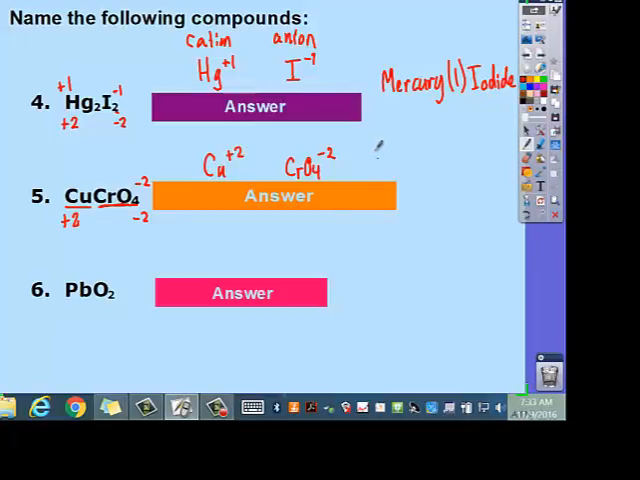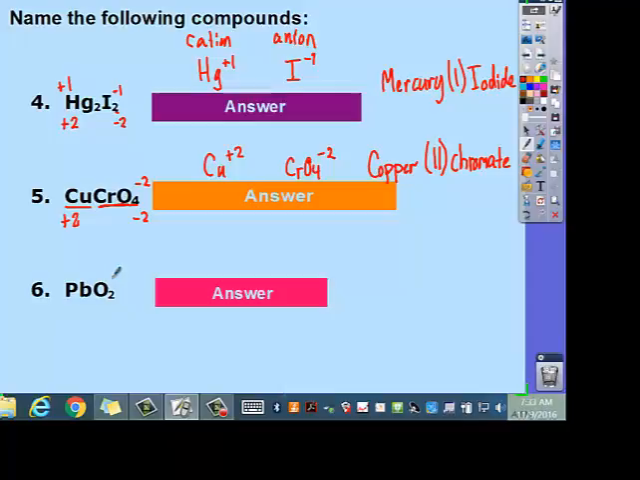So the name over here is going to be copper 2 chromate. Remember that we do not change the name of the polyatomic ion. We just write it. Next one.